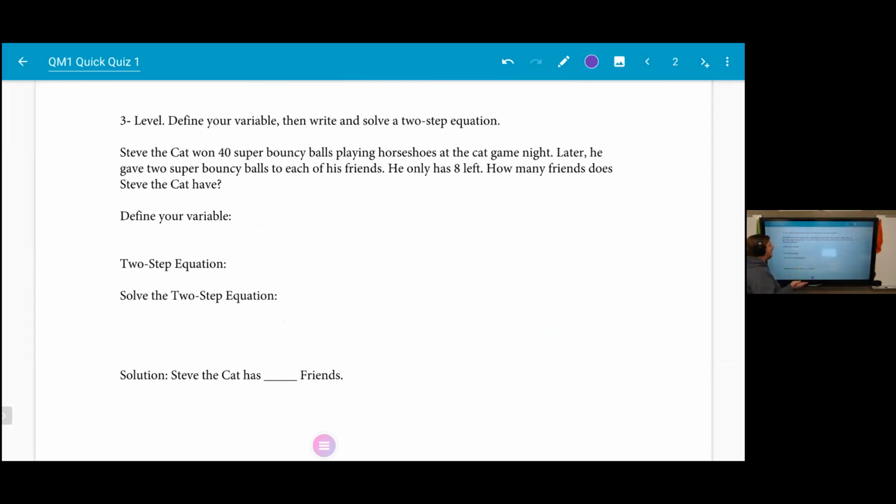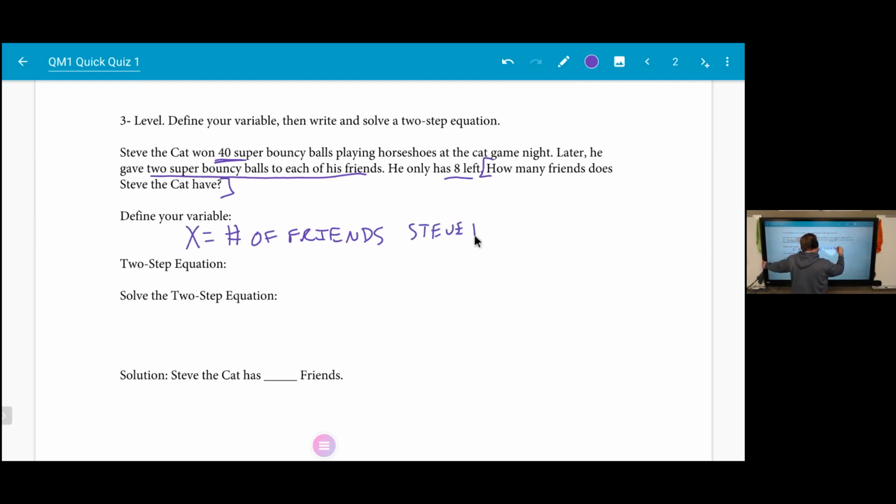Well, we underline stuff, right? That's what we first got to do. Looks like that 40 sounds important. Gave 2 to each friend. Has 8 left over. Thing we don't know, how many friends does Steve the cat have? So I'm going to get creative. I'm going to call this X. And that is the number of friends Steve the cat has. That is my definition, and that's my variable.